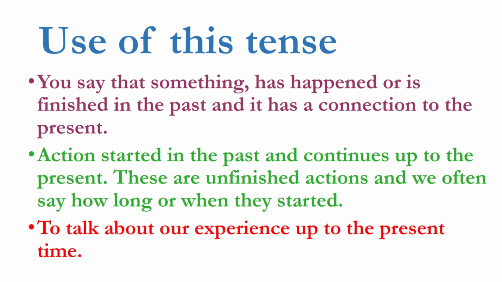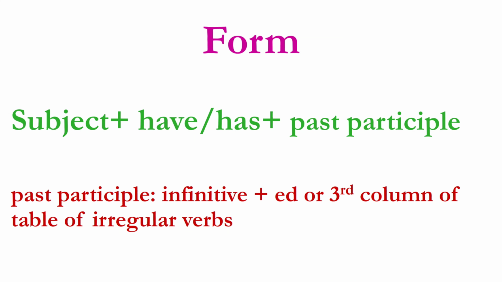Action started in the past and continues up to the present. These are unfinished actions and we often say how long or when they started. To talk about our experience up to the present time. The form of this tense is subject plus have or has plus past participle. Past participle is infinitive plus ed or the third column of the table of irregular verbs.